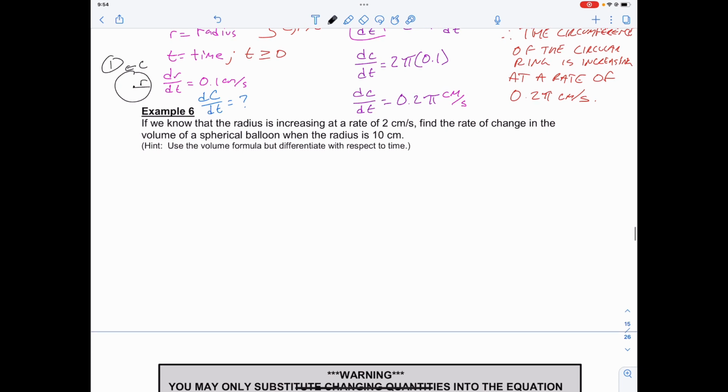For example 6, it says, if we know that the radius is increasing at a rate of 2 centimeters per second, find the rate of change in the volume of a spherical balloon when the radius is 10 centimeters. So what do we have? We have a balloon. I know it's almost impossible to draw a sphere that doesn't just look like a circle, where I have the radius is going to exist in here.